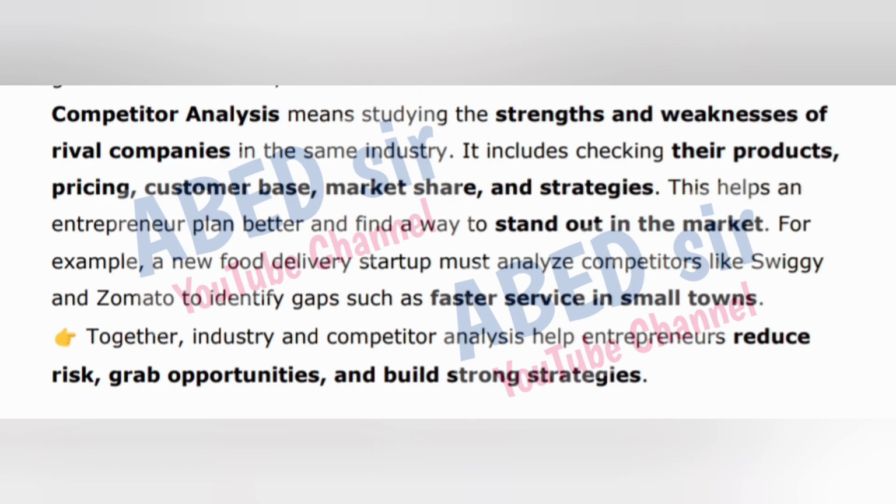Competitor analysis means studying the strengths and weaknesses of rival companies in the same industry. It includes checking their products, pricing, customer base, market share, and strategies. This helps an entrepreneur plan better and find a way to stand out in the market. For example, a new food delivery startup must analyze competitors like Swiggy and Zomato to identify gaps such as faster service in small towns. Together, industry and competitor analysis help entrepreneurs reduce risk, grab opportunities, and build strong strategies.